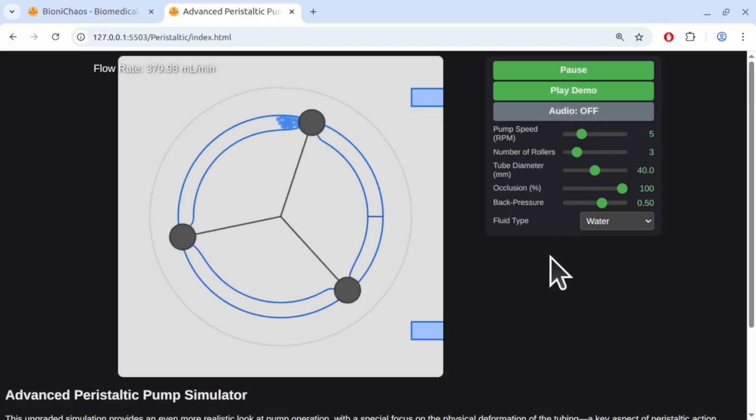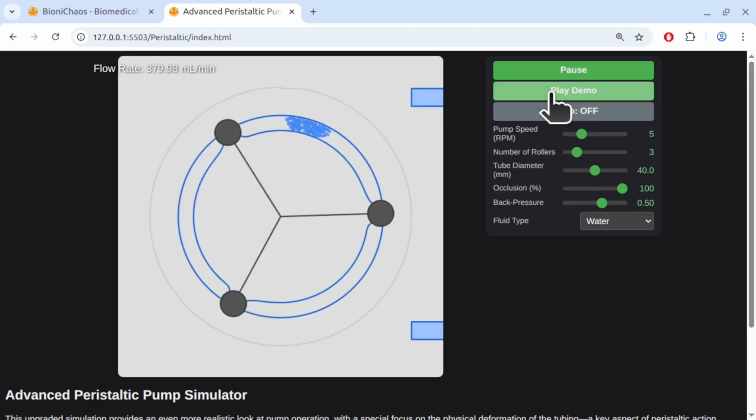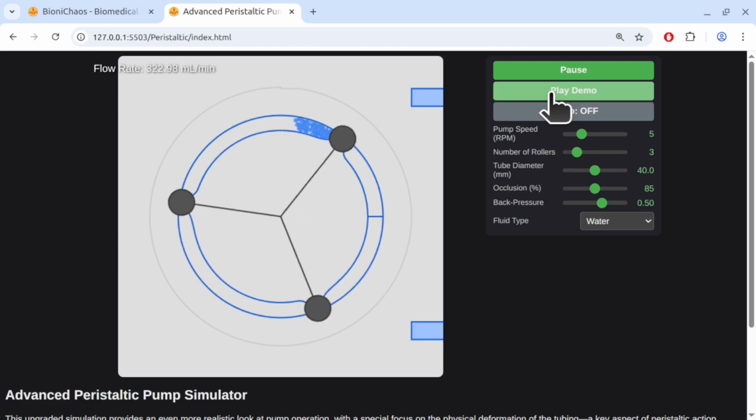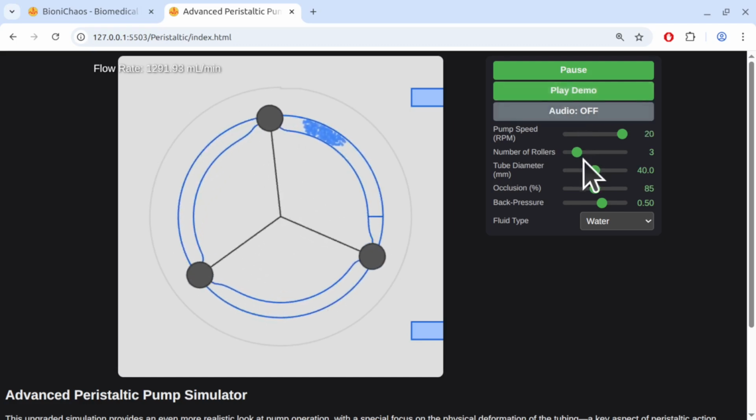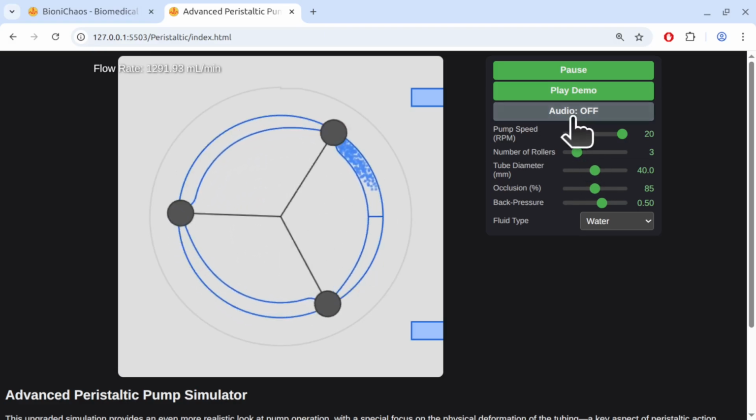I updated the code to ensure the rollers dynamically adjust their position relative to both the inner and outer walls of the tube based on the occlusion percentage. Here's what was changed and how it affects the simulation.